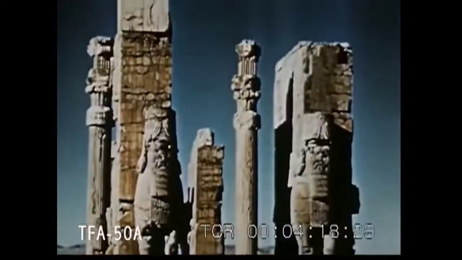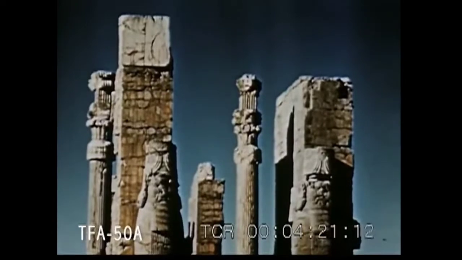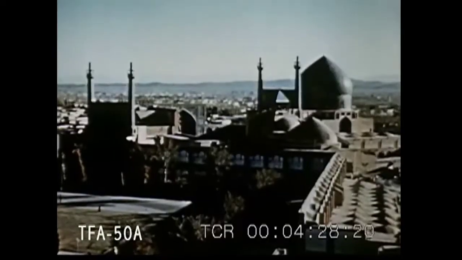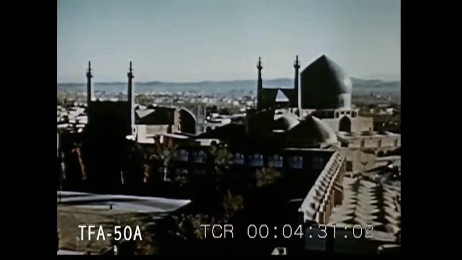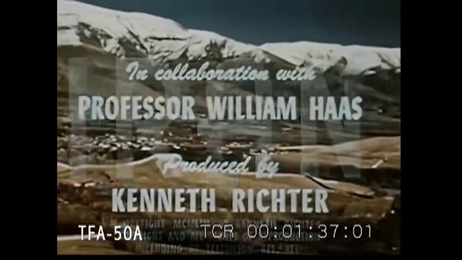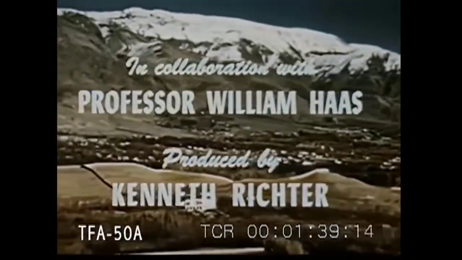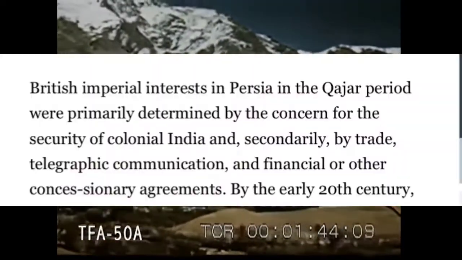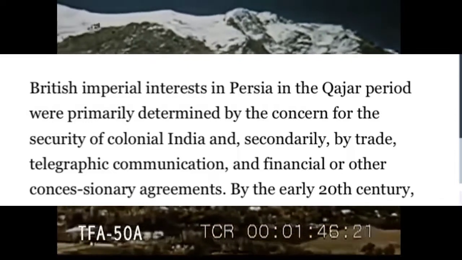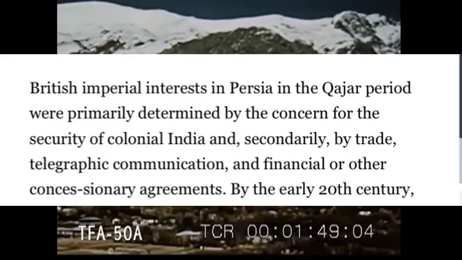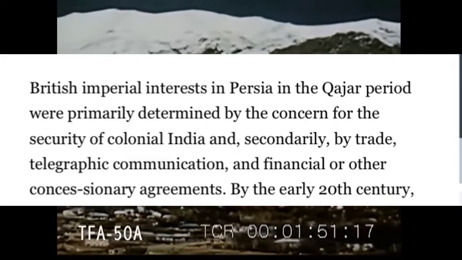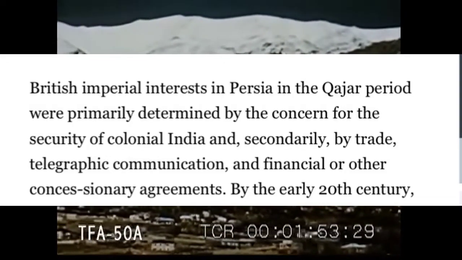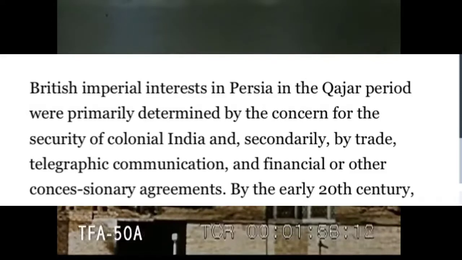So now that I've given a basic overview of the Russian Empire's relations to Iran, I'll now give a little bit of an overview of the British Empire and its relations to Iran. So, the British Empire has had a long history of meddling and getting involved in the Middle East. But particularly with Iran, they were primarily driven by security interest for British India. British imperial interest in Persia and the Qajar period were primarily determined by the concern for the security of colonial India, and secondarily by trade, telegraphic communications, and financial or other concessionary agreements.